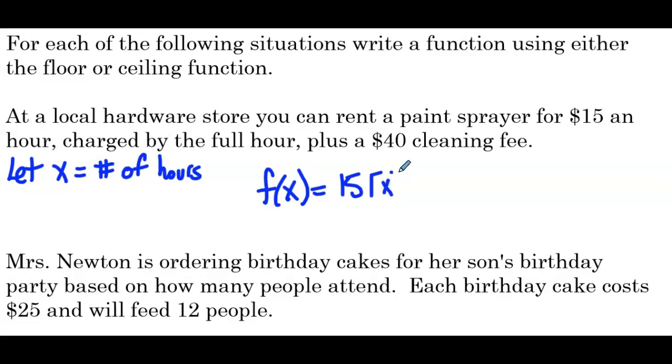So we'd have 15 times the ceiling of x plus the $40 cleaning fee. Right, so if we rent the paint sprayer for 3.1 hours, well, they're going to charge us for 4. We pass the 3 mark, they're rounding up. Okay, so if we plug 3.1 into the ceiling function, we'd round up to 4, multiply by 15, and then add on the 40.